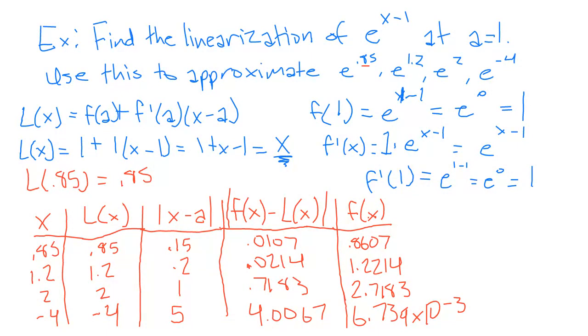These values show that, once again, as we move further and further away from our point a, our approximation becomes much worse. Because we can look really closely at this 0.85 and 1.2 and see those are very close. 2 isn't even that far off. The issue becomes, however, if we move all the way to negative 4, which is 5 units over, we are nowhere near close to our initial value.